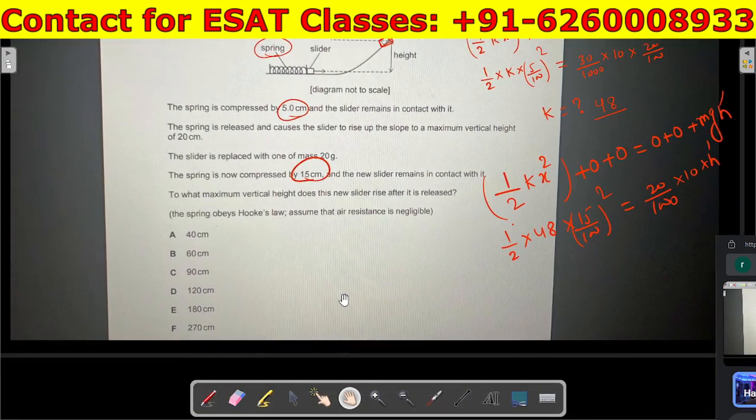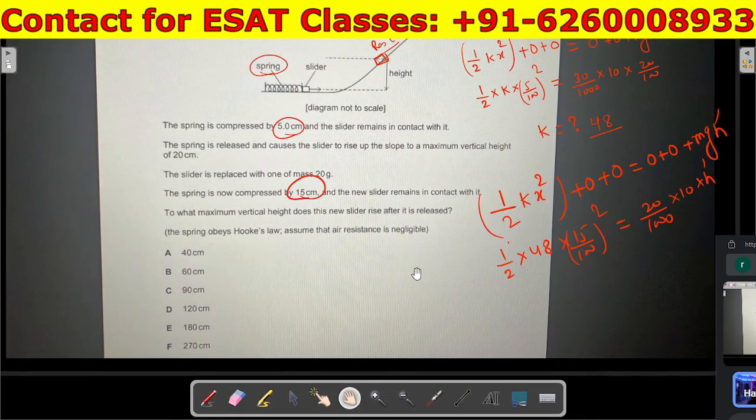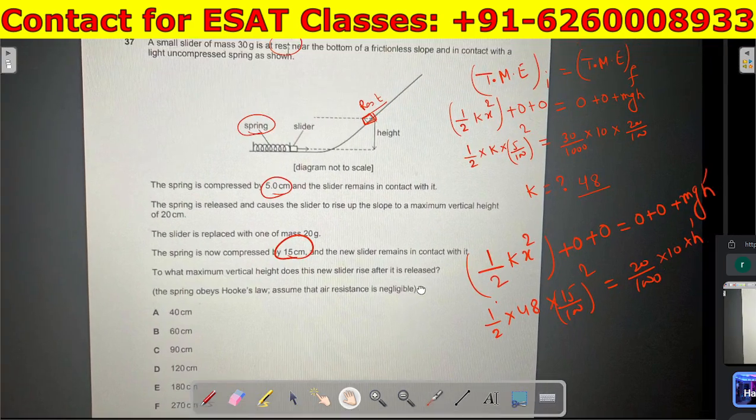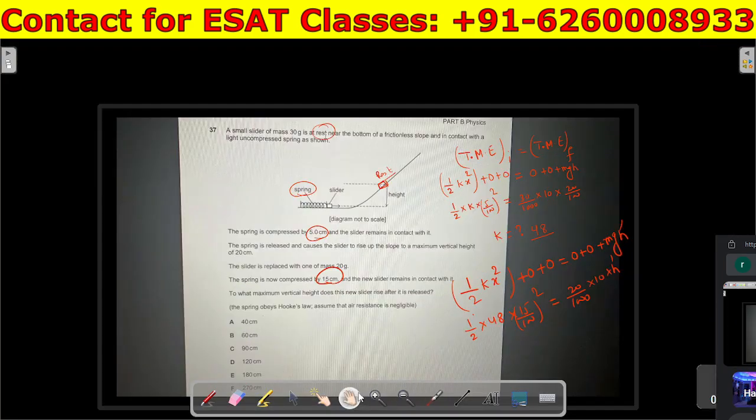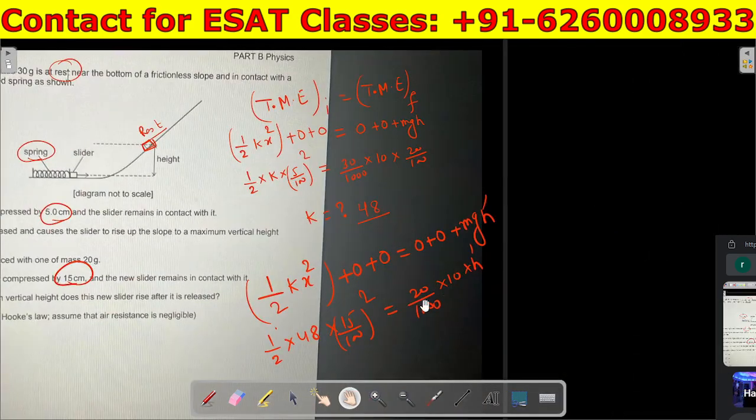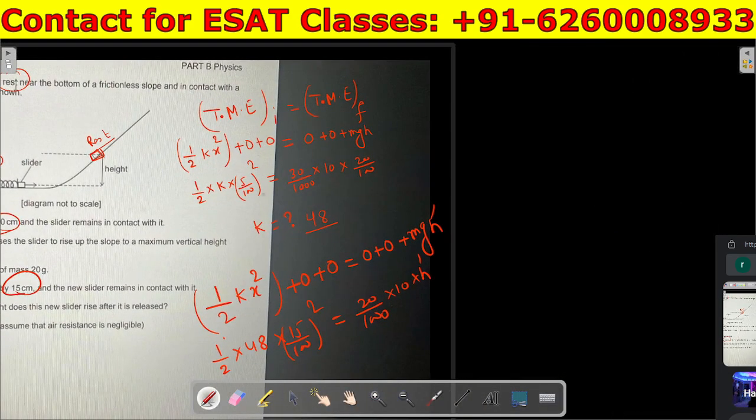27, I got. Correct? 270. Yes, correct. Now see, we can minimize this solution also. You know how? Even without finding k we can do this.